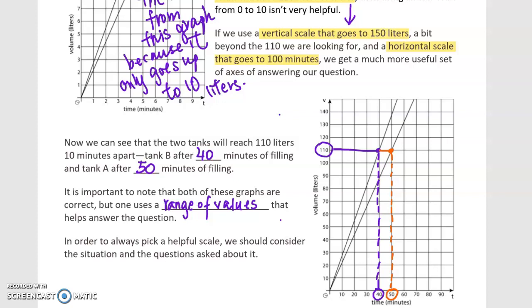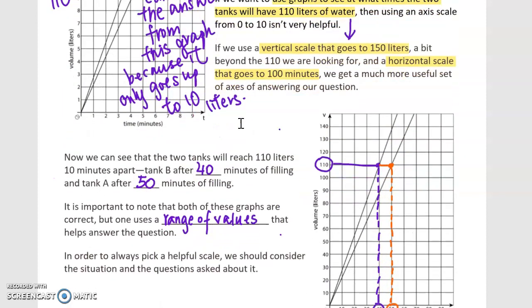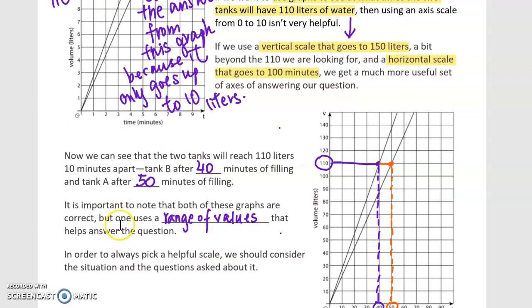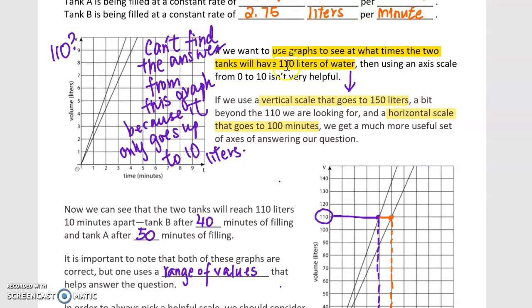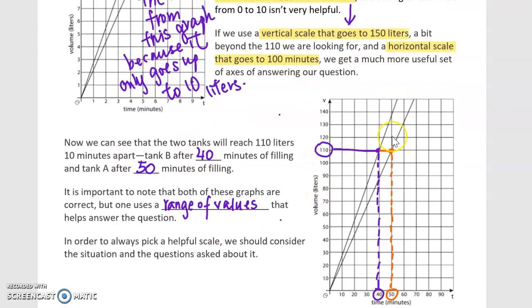So the main idea right here is that it is important to note that both of these graphs are correct. So the one on top and the one on the bottom, these two are both correct. The thing is that one uses a range of values that helps answer the question. Okay, so because our question is asking for 110, only one of the graphs shows us 110. So that's why this one is going to be useful for us.